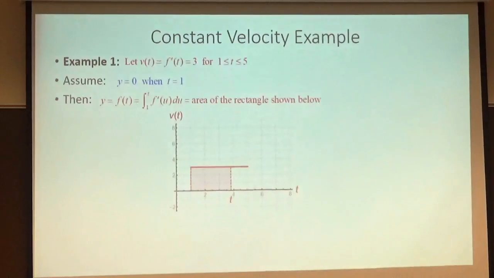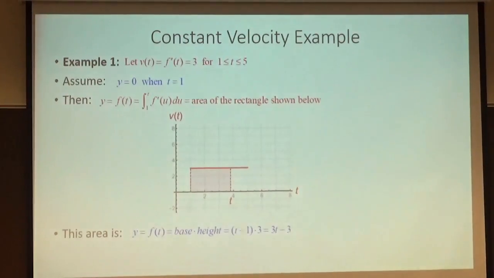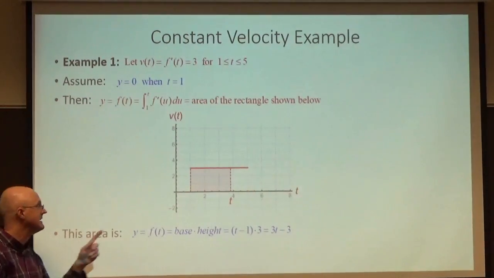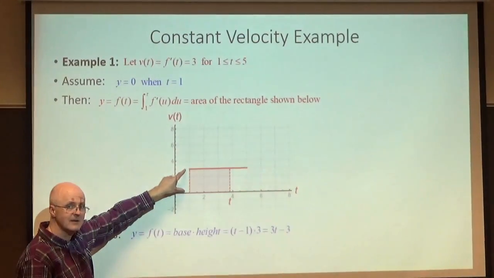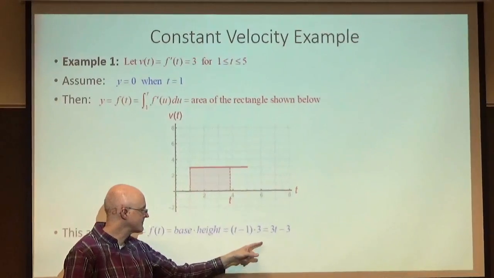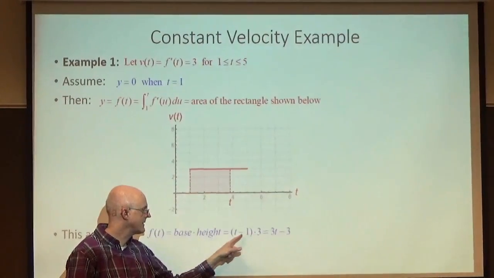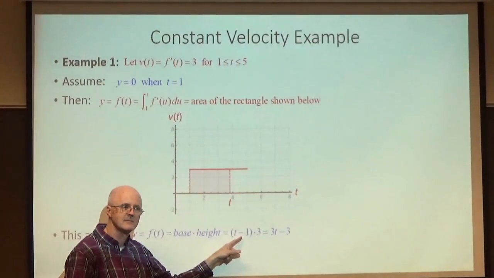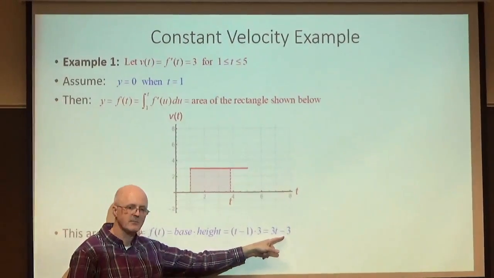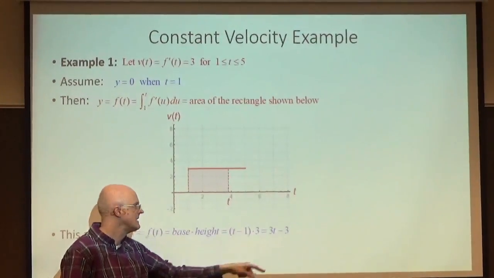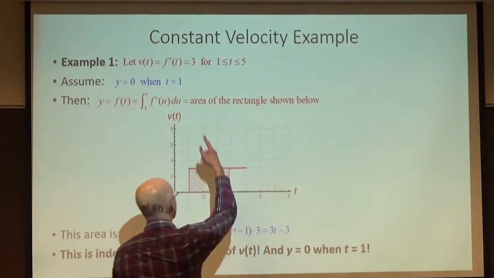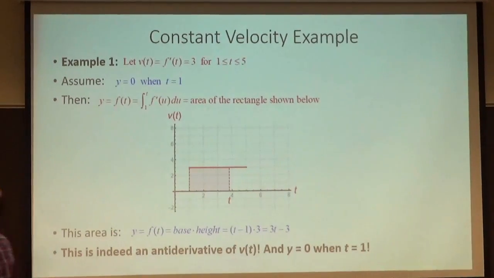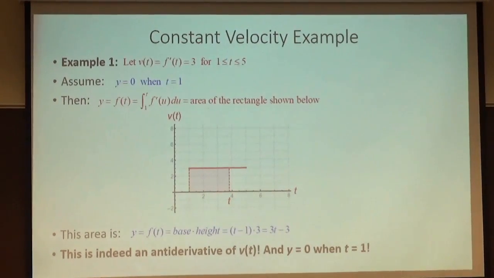And what is the area of that rectangle? Base times height. The base is, again, not t. It's t minus 1. The height is 3. This is rate times time, except switched around. That's the rate, there's the time. And that simplifies to 3t minus 3. Notice that indeed is an antiderivative of the velocity. Integrate 3. You're going to get 3t plus c.